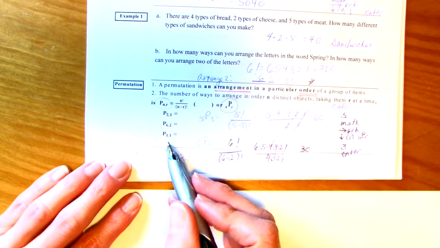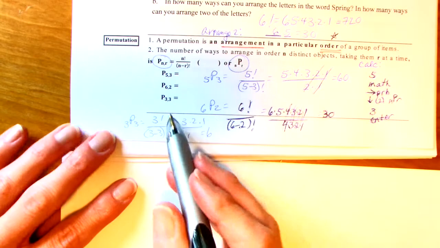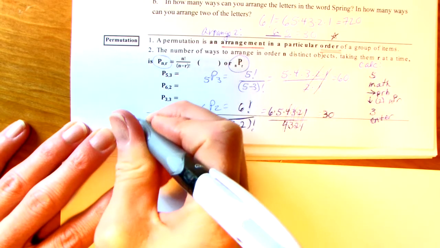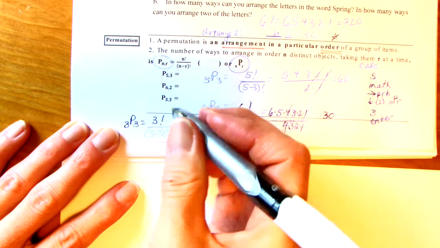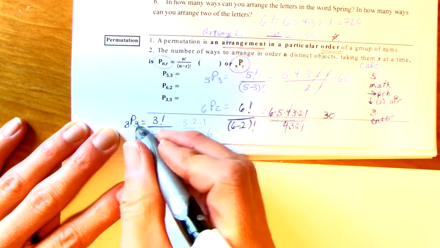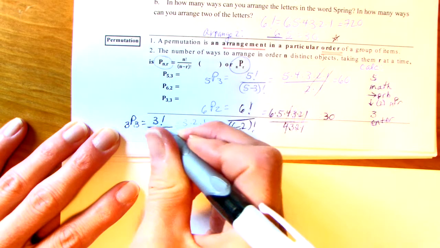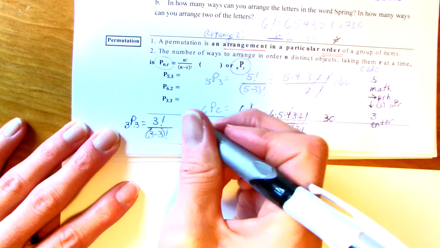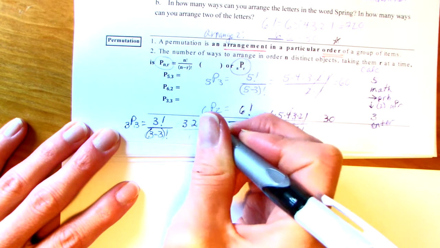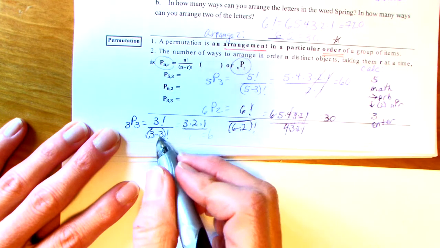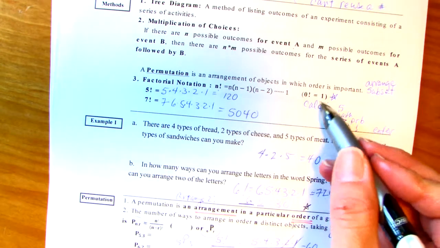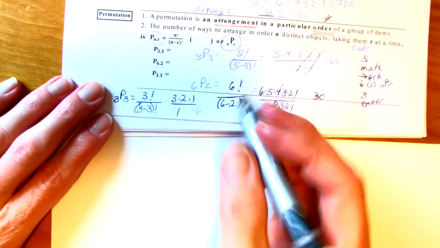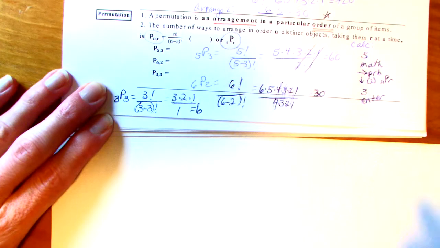Okay, and then the last one, 3P3. So you have 3 factorial over 3 minus 3 factorial. Well, 3 factorial is 3 times 2 times 1. 3 minus 3 is 0. 0 factorial is 1. That's important. 3 times 2 times 1 is equal to 6.